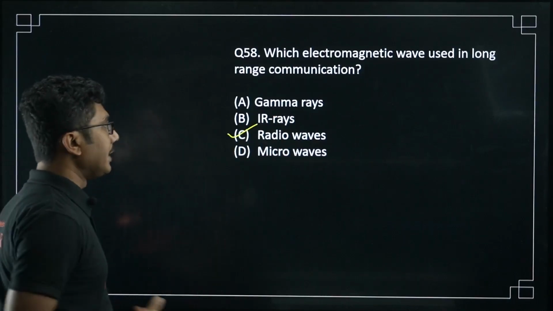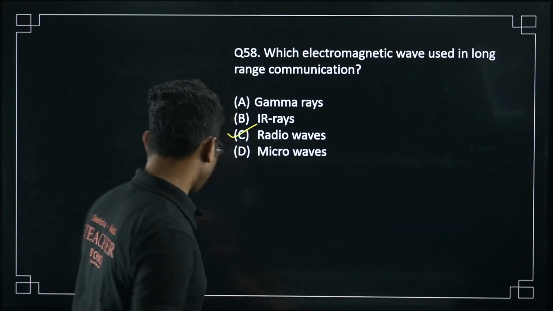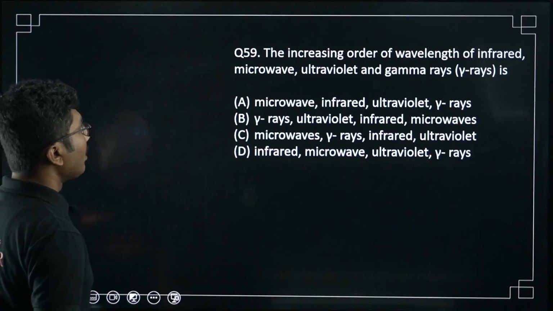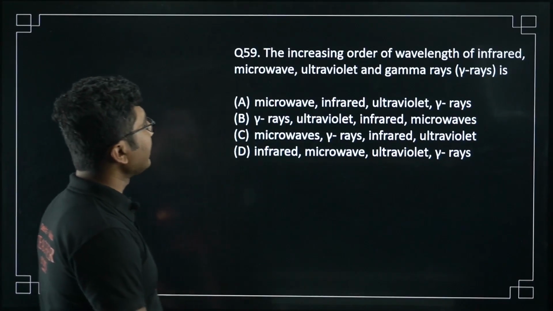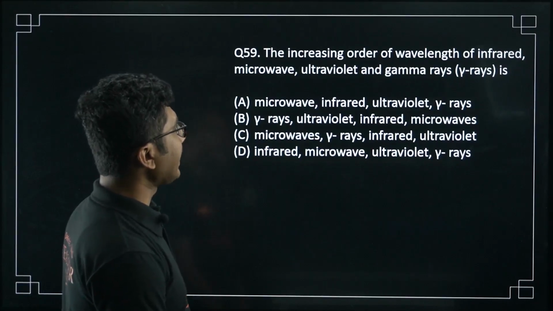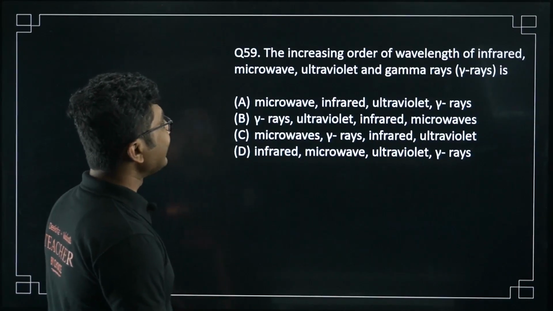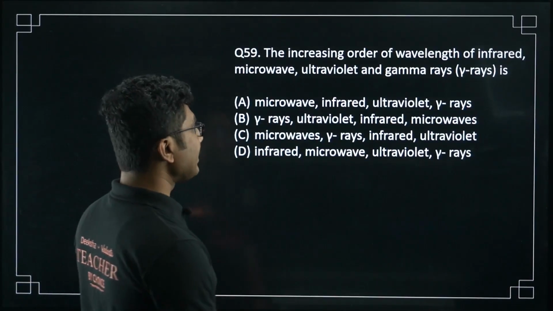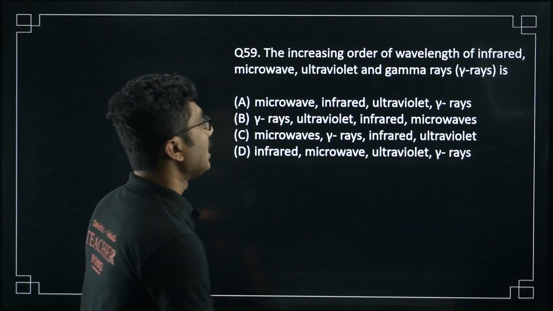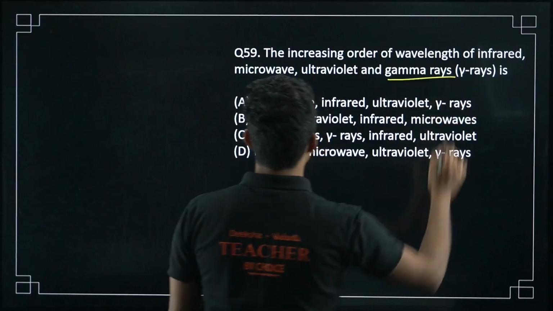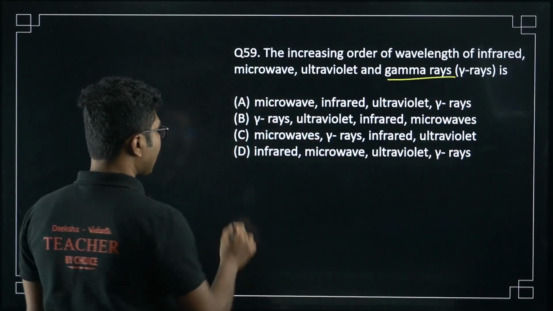Okay, radio waves are used in long range communication. Let's see. The increasing order of wavelength of infrared, microwave, ultraviolet and gamma rays. Okay, so increasing order of wavelength, that means first we will have to identify which one has the smallest wavelength. So gamma ray has smallest wavelength. Okay, gamma ray is smallest wavelength.